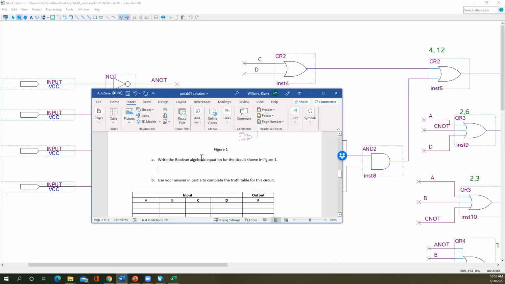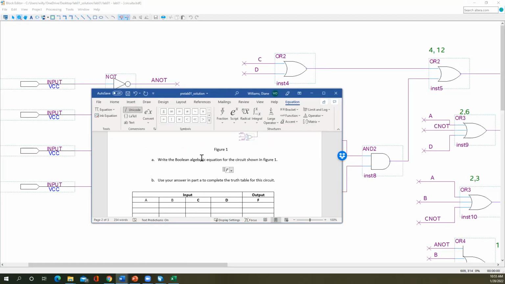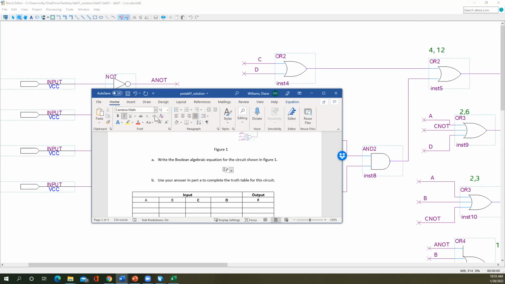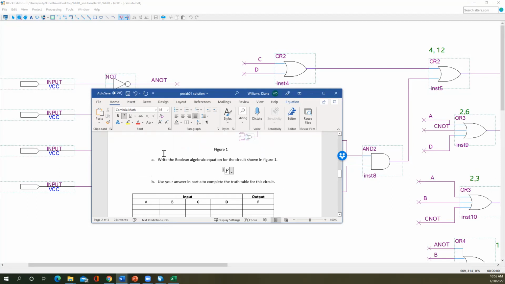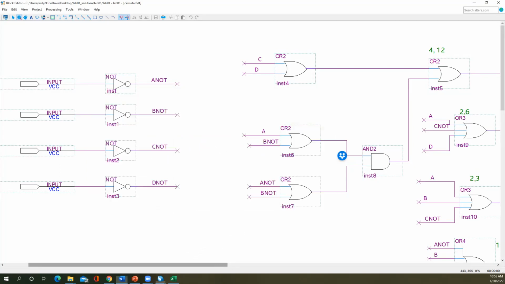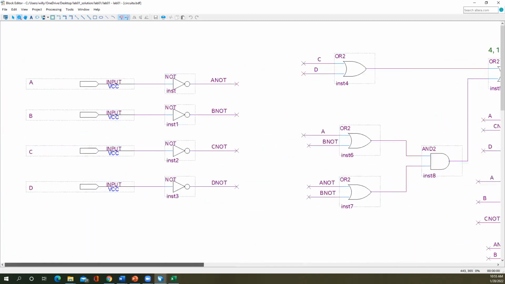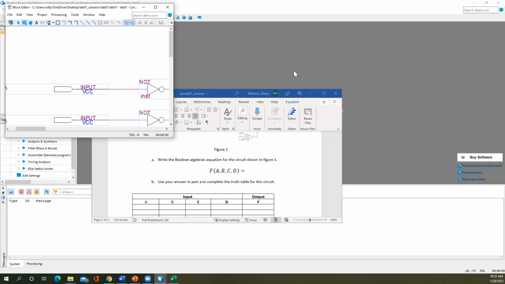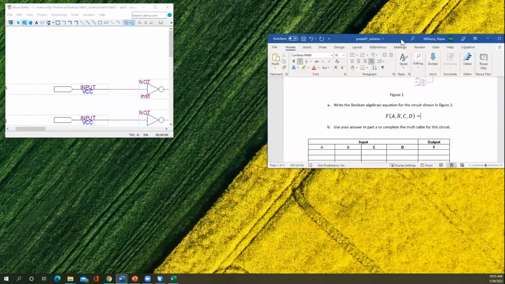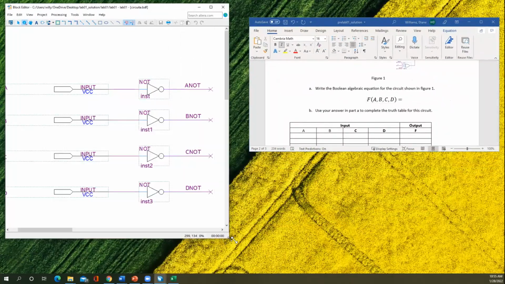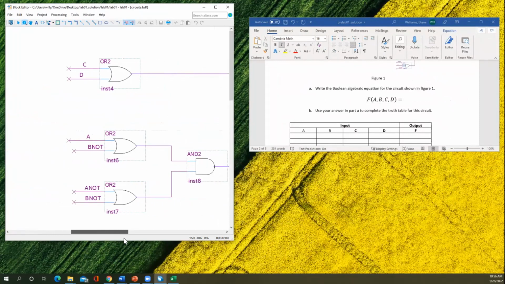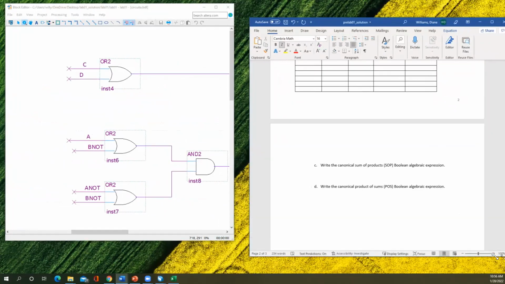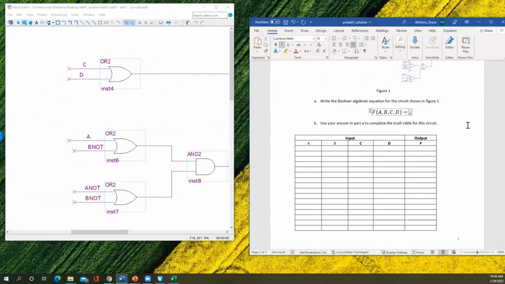All right, so our equation is going to be, and let me make this text bigger, F is a function of A, B, C, and D. And that came from the output pin being named F, and the inputs being named A, B, C, and D. And let me get both of these on the screen at the same time. Yep, this is much easier to do on the whiteboard.